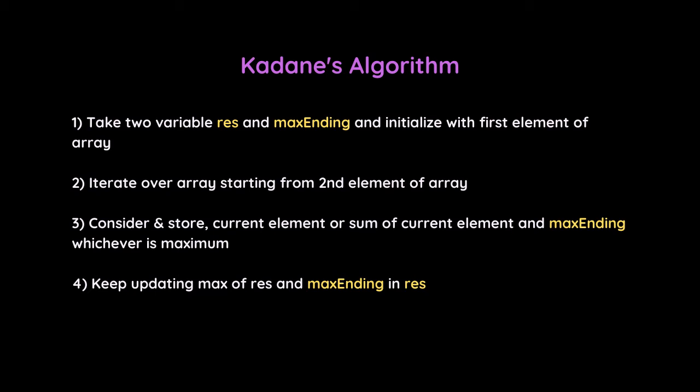Number 1, you have to take 2 variables, result and max ending, and initialize both of these with the first element of the array. Then you iterate over the array starting from the second element. In the third step you consider the current element or the sum of the current element and max ending, whichever is maximum. So you have 2 choices: either you take the current element or the sum of the current element and max ending, which is nothing but the previous running sum. You choose the maximum of both and store it. The last thing is to keep updating result with the max of result and max ending. So result will hold our final output.